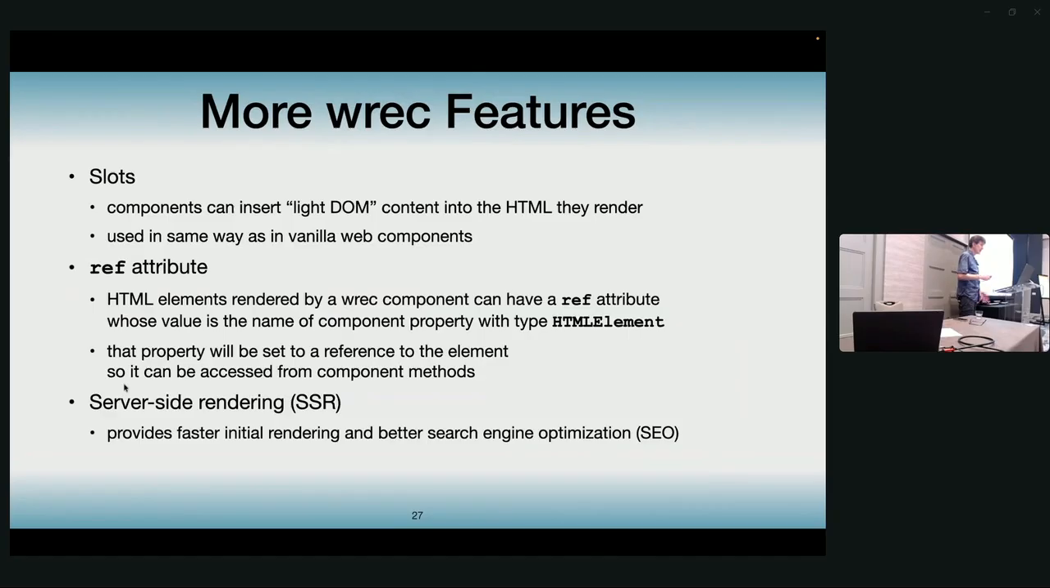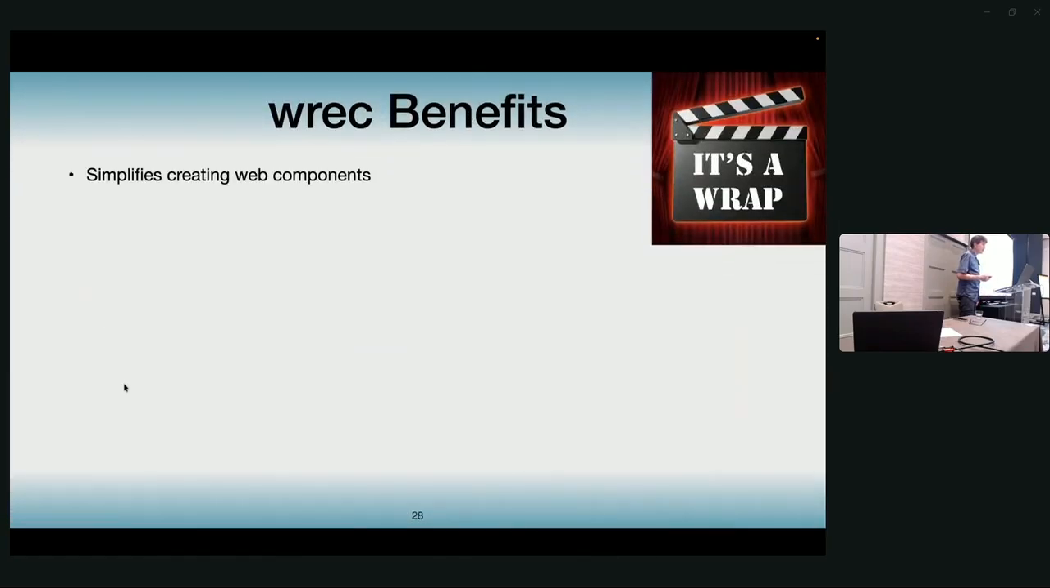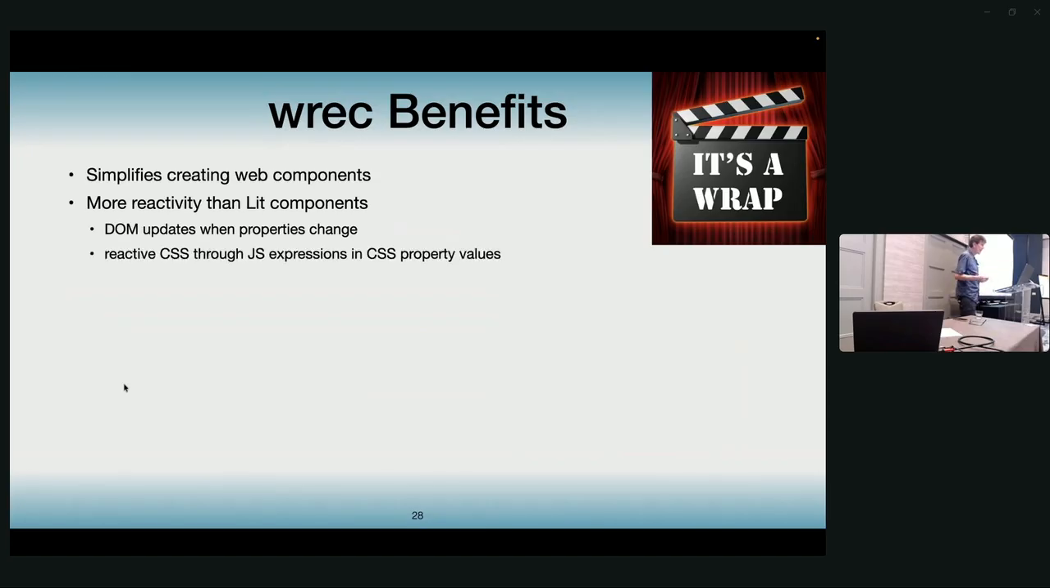So just summarizing the benefits of rec, I think it really simplifies creation of web components. It has more reactivity than even the lit library does. You get DOM updates when properties change. It just happens automatically. Reactive CSS through JavaScript expressions that are the values of CSS properties. Computed properties, if any property they use changes, it recomputes and then updates the DOM based on that. Two-way bindings between attributes and properties. Change an attribute, the property updates. Change the property, the attribute updates.